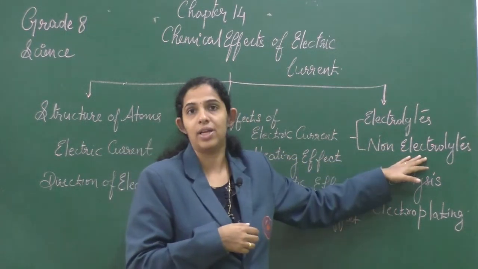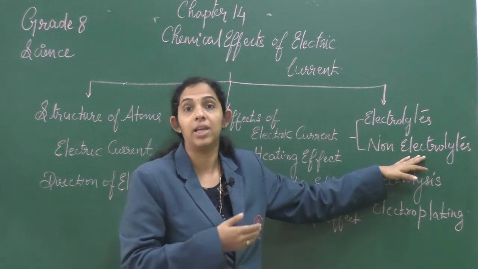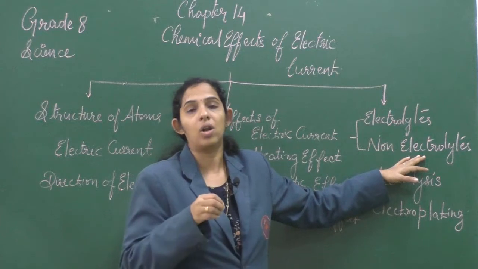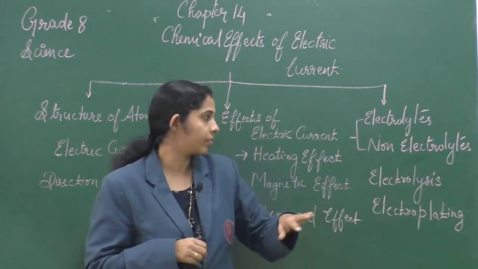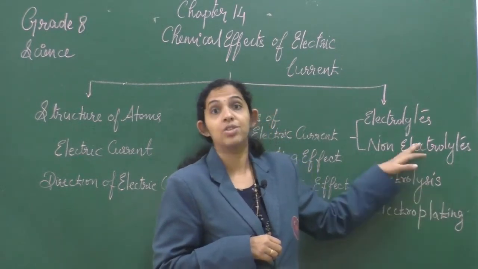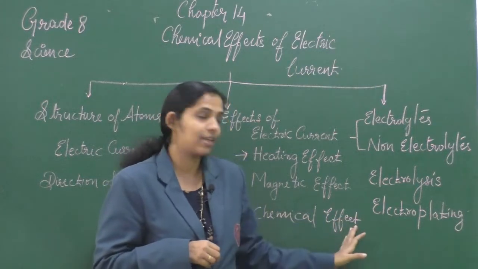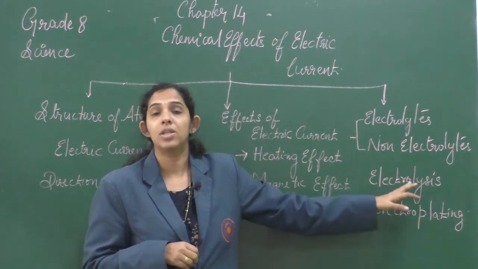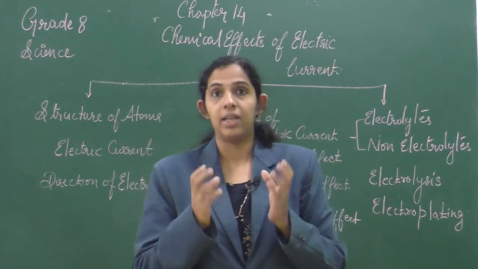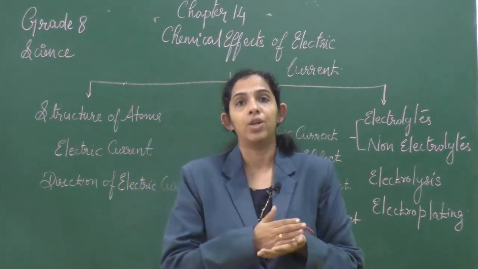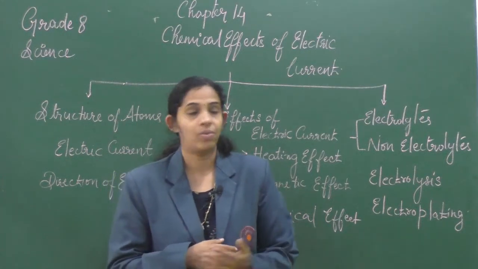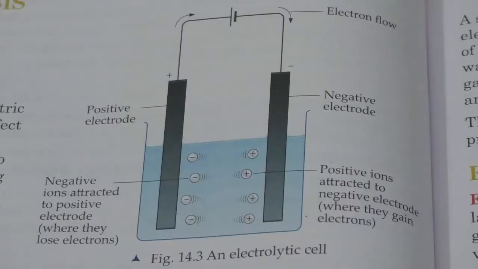Next we have seen the non-electrolytes, the liquids which are not capable of conducting electricity through them. For example, honey, oil, vinegar, alcohol are all examples of non-electrolytes. Next, we have discussed the topic electrolysis. Electrolysis is an example of the chemical effect of electric current. Electrolysis means the process by which an electrolyte or a liquid conductor will split up into its chemical components when electricity is passed through it. It is called electrolysis. We will see electrolysis in detail.